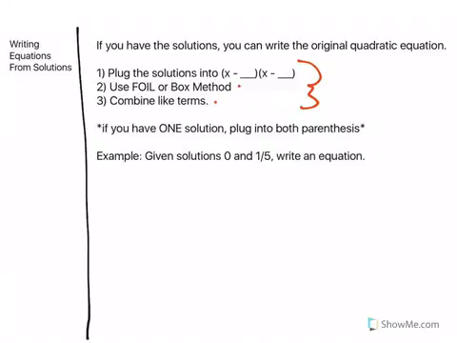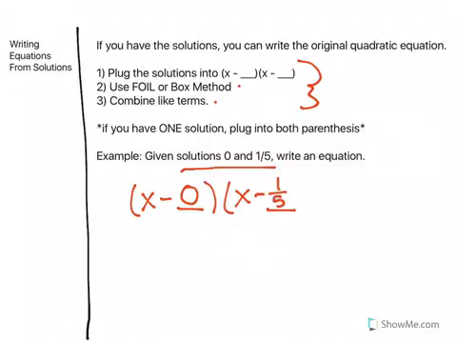One important thing to remember is that if you have one solution, you're going to plug that into both sets of parentheses, and we'll look at an example later on. So let's give this a try. Given these solutions, write an equation. So I'm going to plug these values into x minus blank. My first blank is 0, and x minus blank, my second blank, is 1/5.